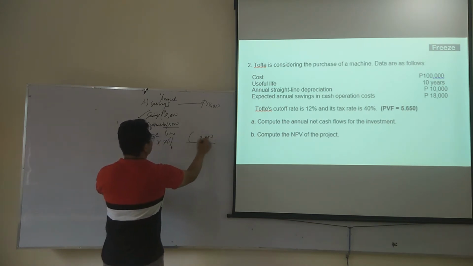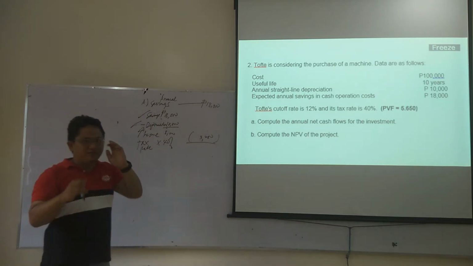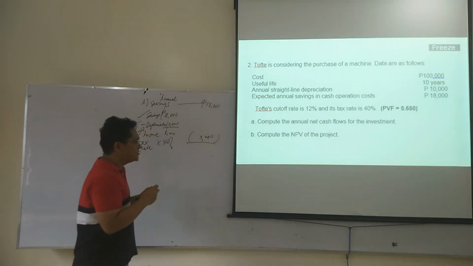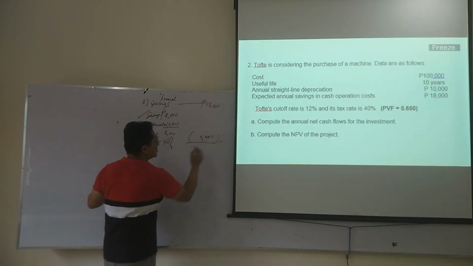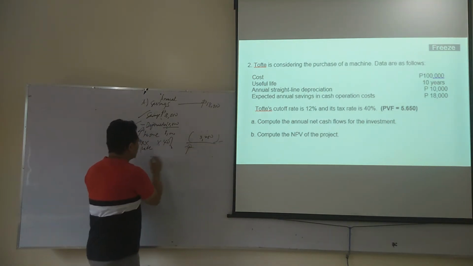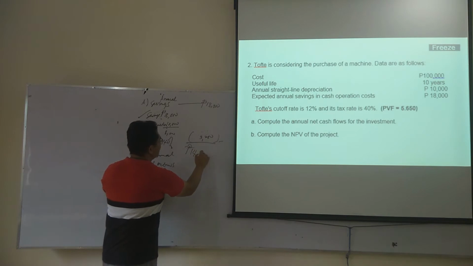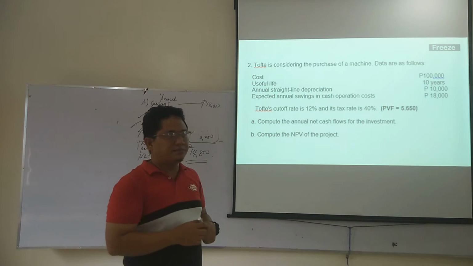So you have 3,200. Your income increased by 18,000, but you have a depreciation of 10,000. So that means your net taxable income is 8,000. Your income tax for the period is 3,200. So that means your net annual cash flows is 14,800. That's our answer for letter A.